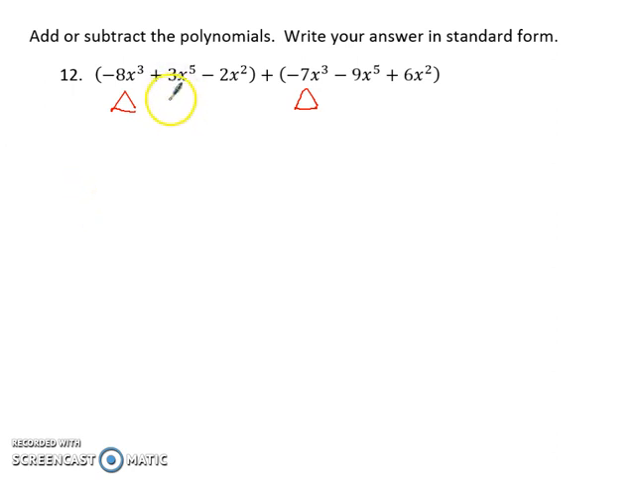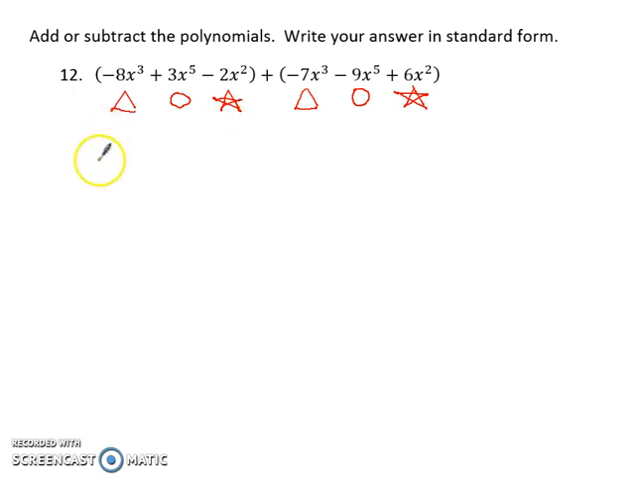I see here I have a 3x to the fifth. That has a like term with negative 9x to the fifth power. They both have x to the fifth power, so therefore they are like terms. Finally, we have a negative 2x to the second and a 6x to the second. They are both like terms because they have x to the second. So I have three sets there. I'm going to end up with three terms after I'm done combining.